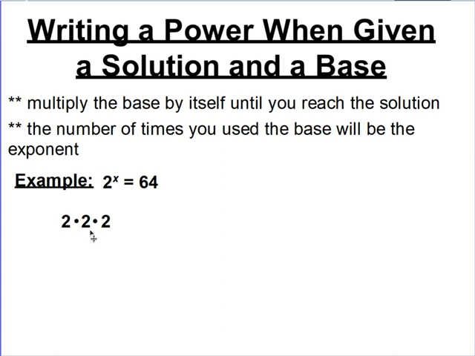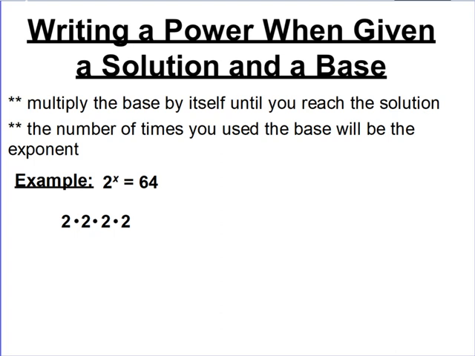If I do 2 times 2 times 2, 2 times 2 is 4. 4 times 2 is 8. 8 and 64, that's not what I'm looking for. So I have to add another 2 on. 2 times 2 is 4. Times 2 is 8. Times 2 is 16. Still not the right answer.